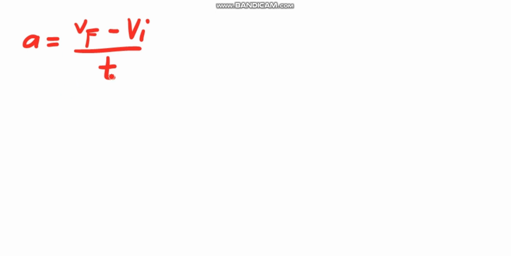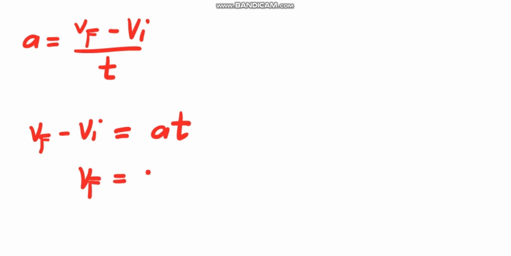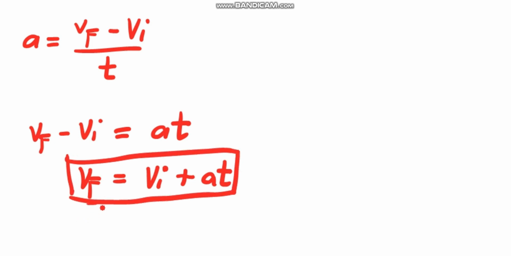We can derive equation 1 from this by just cross multiplying. We'll have vf minus vi is equal to at. If we solve again for v final, we'll just transfer v initial to the right side of the equation. We will have v initial plus the product of acceleration and time. This is now your equation number 1 of the four basic kinematic equations.